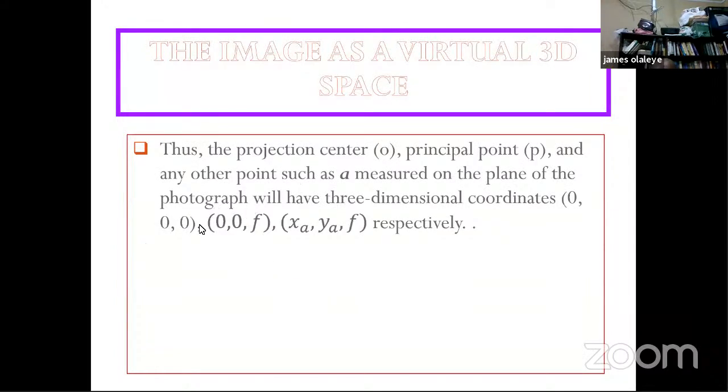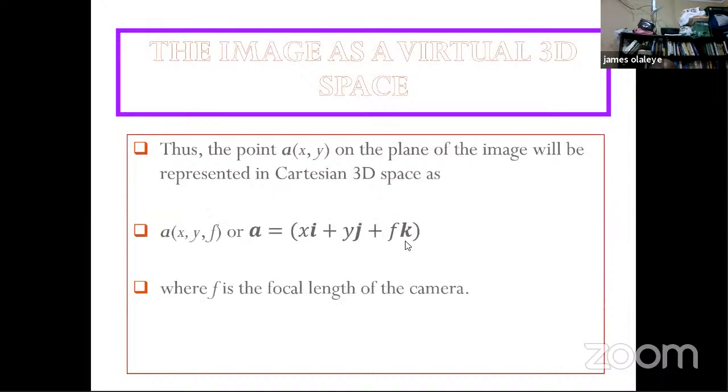And you need to know that that's what is explained here on this page, where the coordinate of the lens of the camera has X0, Y0, Z0. The coordinate of the point directly below the camera, which is the principal point, has X equal 0, Y equal 0, and Z equal F. For a point on the image that is measured, XA, YA, F is the coordinate of the point. And we need to get used to that.